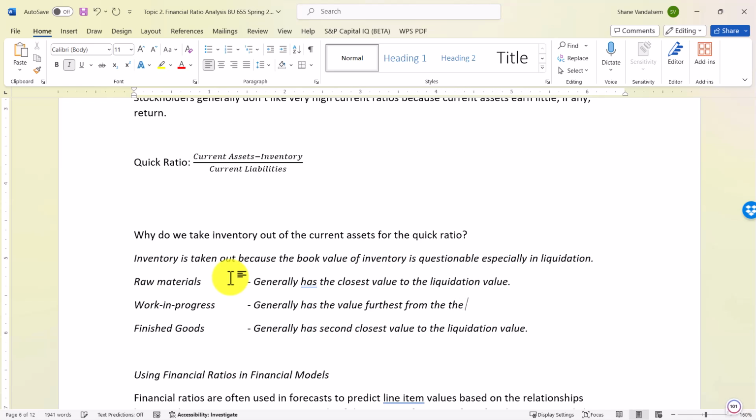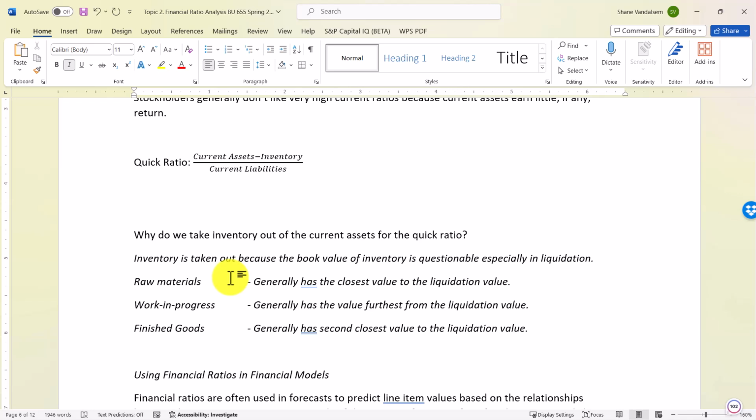And what I'm comparing this to, where I say generally has this second closest value, we're looking at the book values of these items. So the book value of raw materials is usually closest to the actual value we would get in liquidation. The finished goods, the value of that on the books is generally second closest to the liquidation value, what we'd get in liquidation. And then work in progress, again, usually doesn't have a whole lot of value for the lender if you're in a liquidation situation.